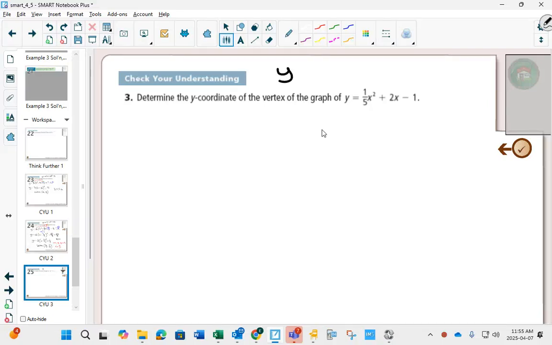It wants the y-coordinate of the vertex. Again, if we had the standard form, we would know what the vertex is. But this time we have a fraction as an a value. So let's see what that does. Step one is always to factor out that a value.